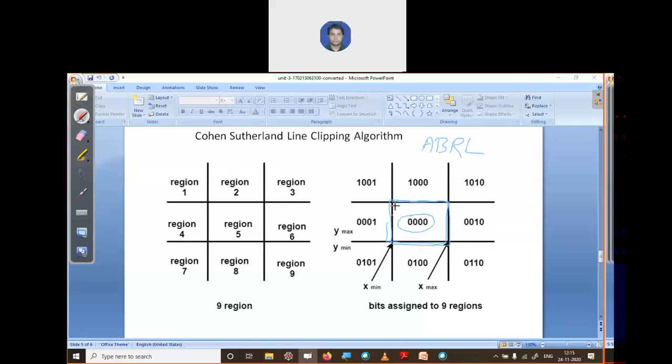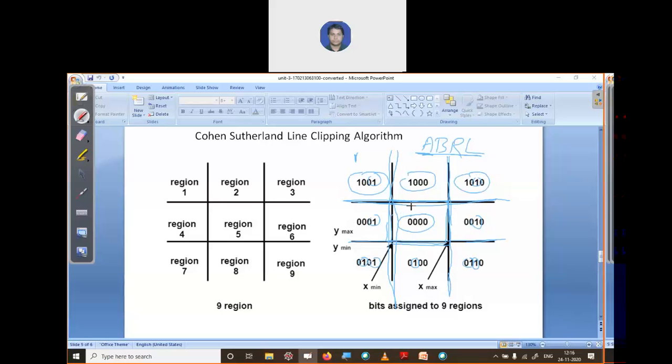If your point is above your clip window, above this line, the first bit of the 4-bit code is set to 1. If your point is below your clip window, below this line, we set the second bit to 1. If your point is on the right side of your clip window, beyond the right boundary, we set the third bit to 1. In the same way, if your point is on the left side, beyond the left boundary, we set the last bit to 1. So in this form, ABRL, we have given the region codes.